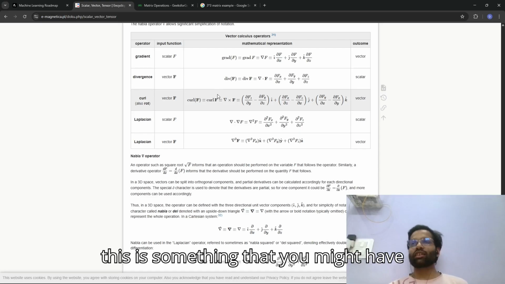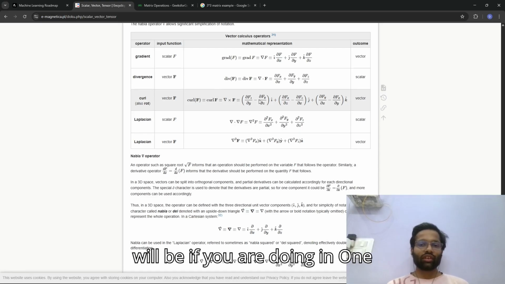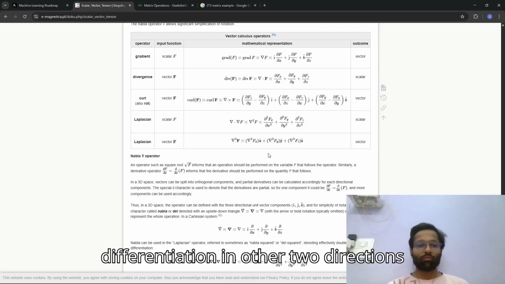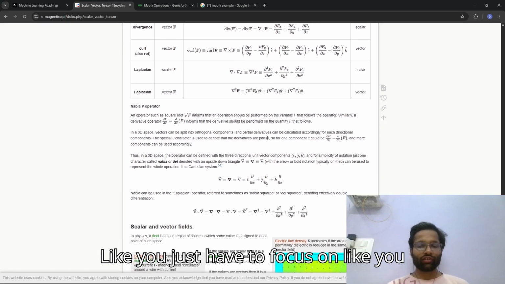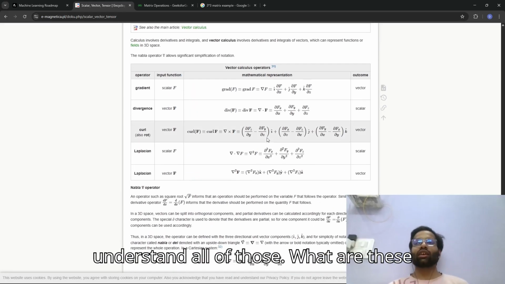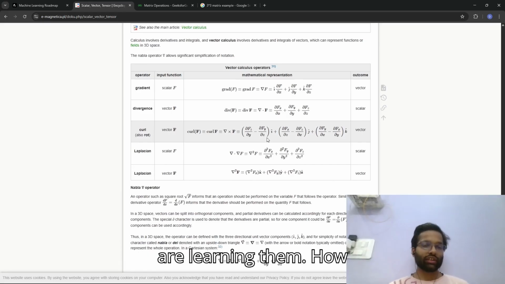Curl, this is something that you might have learned in your second semester. So curl will be, if you are doing it in one direction, you have to take the differentiation in the other two directions as well. Laplace algorithms. Like here, you just have to focus on understanding all of those. What are these things and what do they do? Why are we learning them?